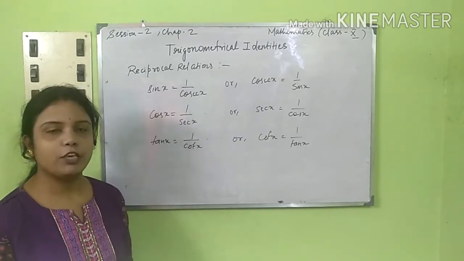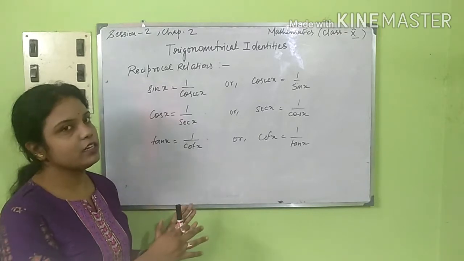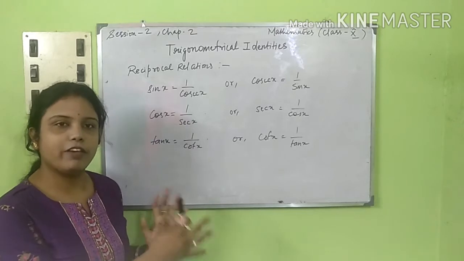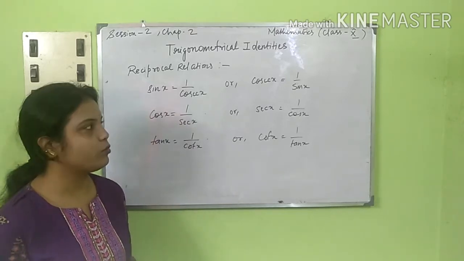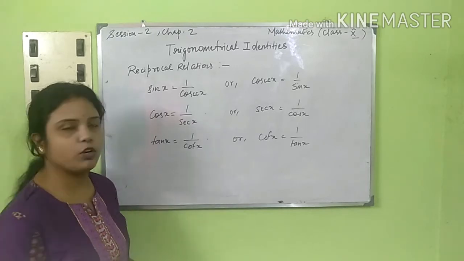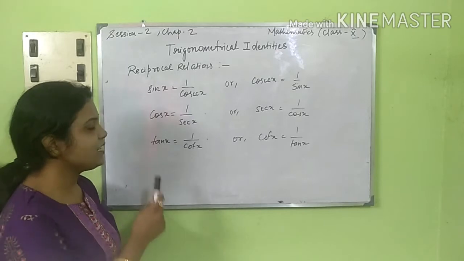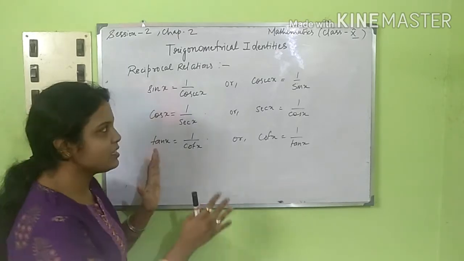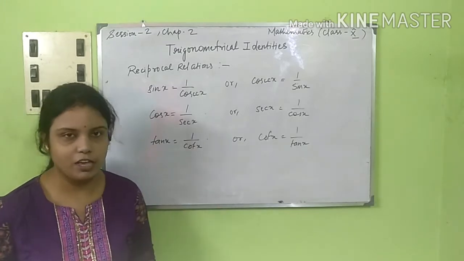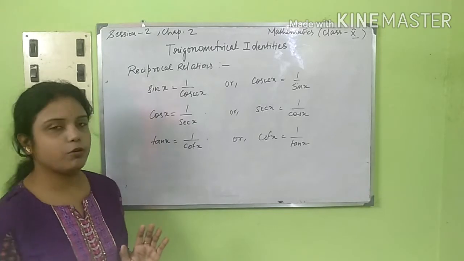And right now, you can see on the board I have written the reciprocal relations. This we have already studied in Class 9. This is just to recapitulate. So sin x is equal to 1 by cosec x or cosec x equal to 1 by sin x. Cos x is equal to 1 by sec x or sec x equal to 1 by cos x. And tan x is equal to 1 by cot x or cot x equal to 1 by tan x. So these are the things which we are going to use right now in this particular chapter. So this was all about the reciprocal relations.